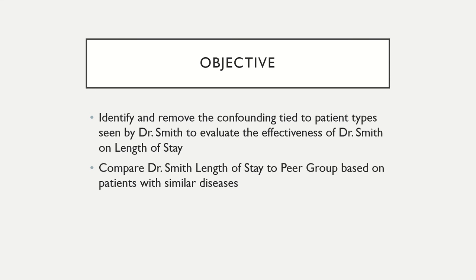The objective of this problem is to identify and remove the confounding related to patient types seen by Dr. Smith in order to evaluate the effectiveness of Dr. Smith on length of stay. This will ultimately allow us to compare Dr. Smith's length of stay to his peer groups based on patients with similar diseases.